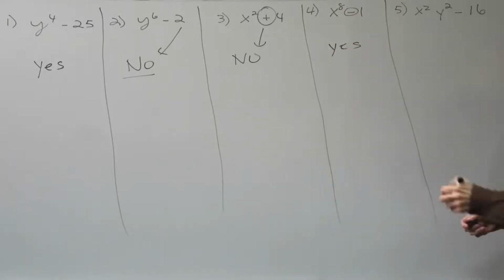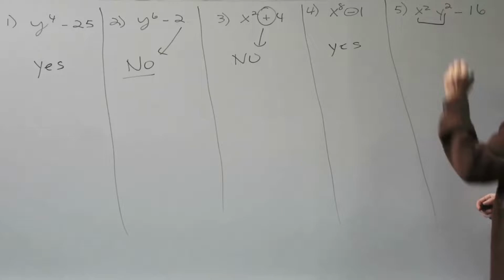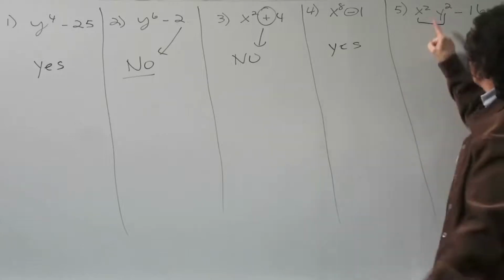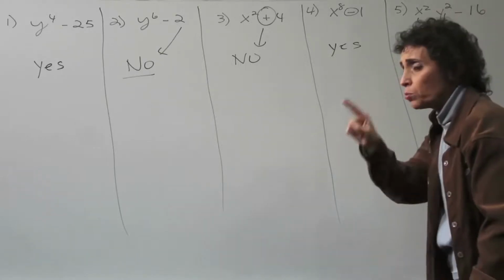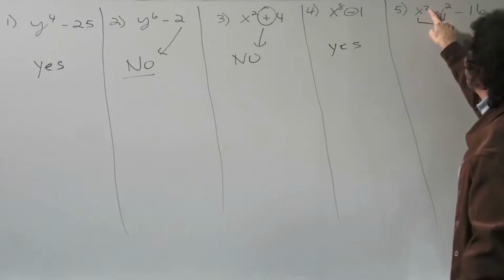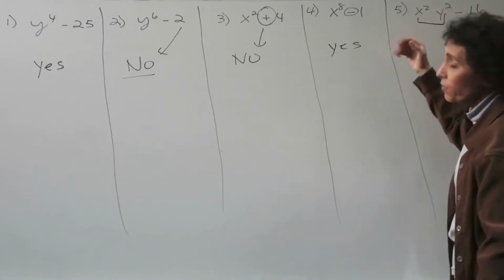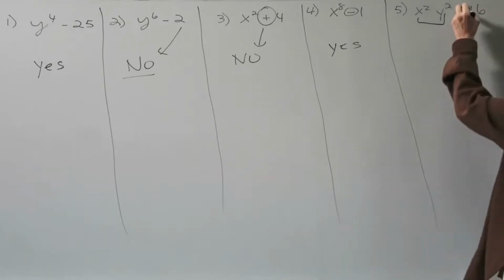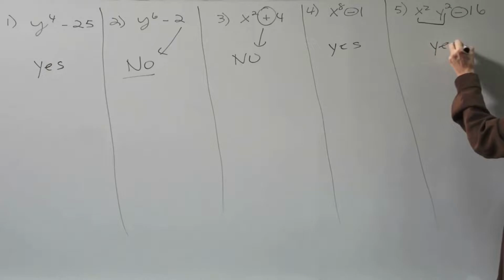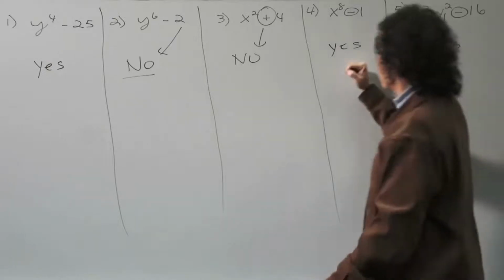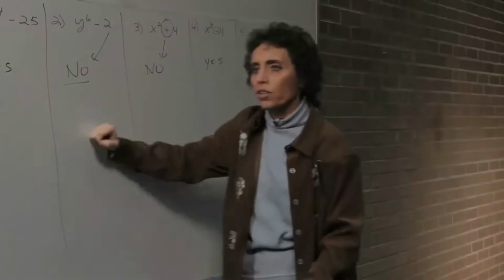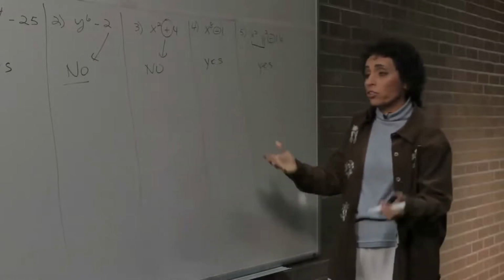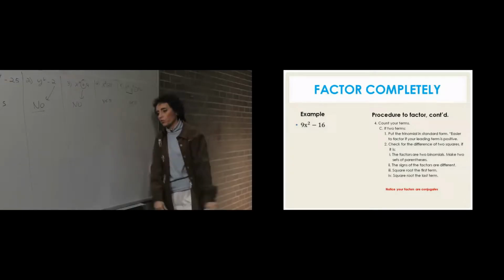Okay, this is the first term. That means every factor of the first term must be a perfect square. x squared is, y squared is because they're even. 16 is because 4 times 4 is 16, and it's separated by a minus, so this is yes. So this is the difference of 2 squares, so is this, and so is this. These two are not. So let's learn how to factor the difference of 2 squares.